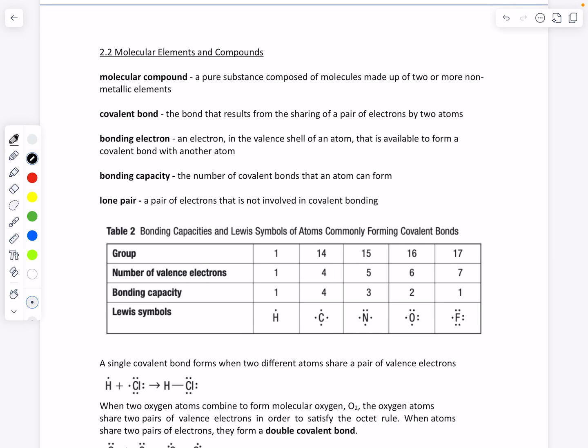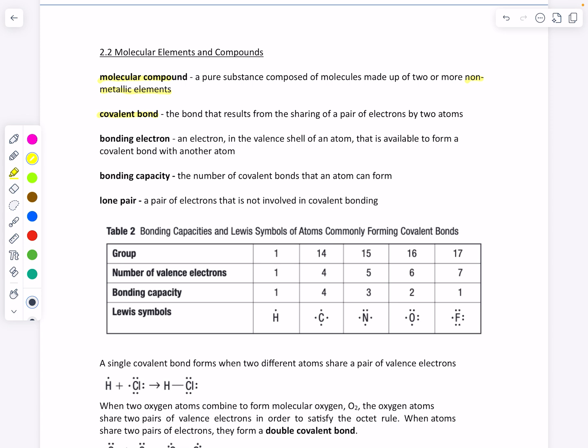In section 2.2, we're going to study molecular elements and compounds. A molecular compound is a pure substance composed of molecules made up of two or more non-metallic elements. A covalent bond is the bond that results from the sharing of a pair of electrons by two atoms.